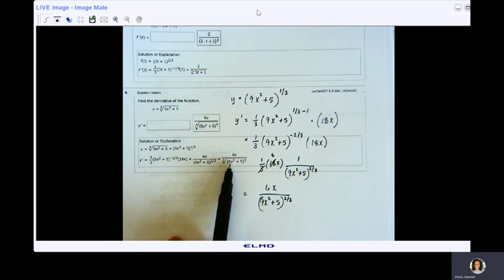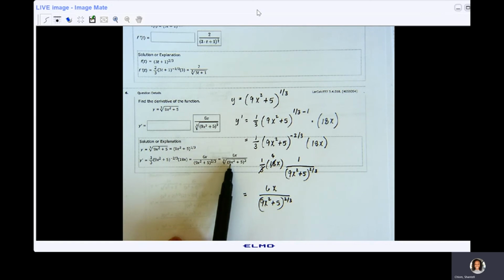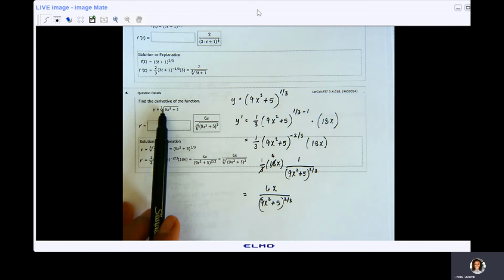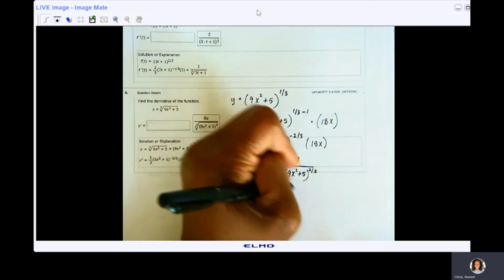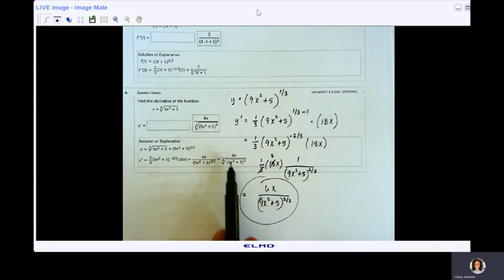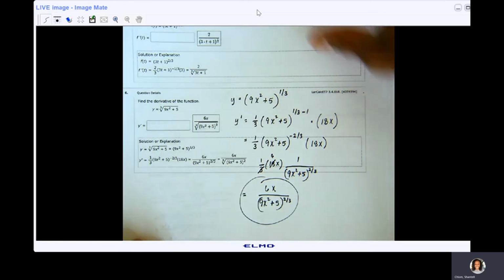Notice how here they went back to the radical, okay? And maybe they did that because it started out as a radical, but I have seen some problems where it starts out as a radical and they still left it as a rational. So either way, your answer will be accepted, okay? Whether you leave it as a rational exponent or you rewrite it with the radical, because that denominator is 3, indicating a cube root. So we got cube root, radical 3, and then the 9x squared plus 5 squared is underneath the radical. Okay?